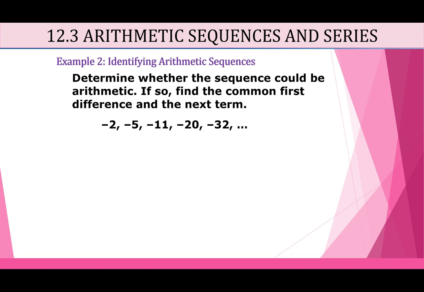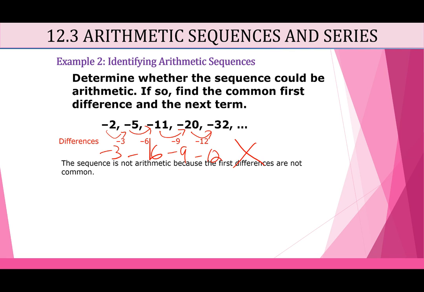So now let's look at this one. Let's determine if this is arithmetic. So from -2 to -5 is subtracting 3. From -5 to -11 is subtracting 6. From -11 to -20 is subtracting 9, and then that's subtracting 12. So you can see that the differences are not the same here. So this is not an arithmetic sequence.